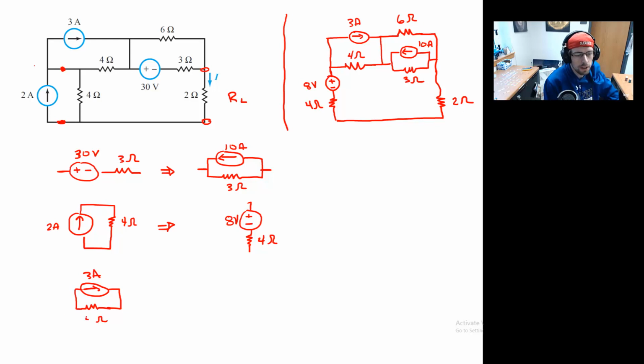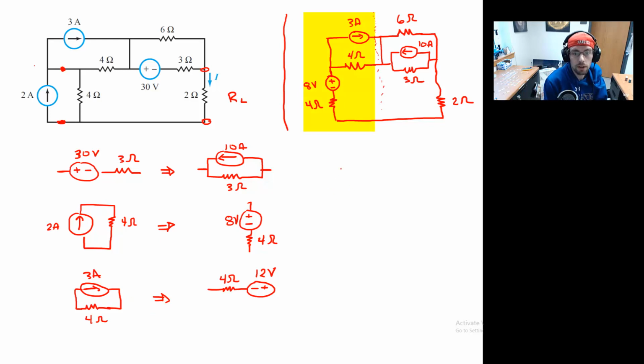Sorry, that's not a 9, this is a 4. And we're going to change that. So what does this end up becoming? It is a 12-volt supply in series with your 4 ohm resistor. Okay. Good. And now notice that we're slicing off essentially this whole left side of the circuit.